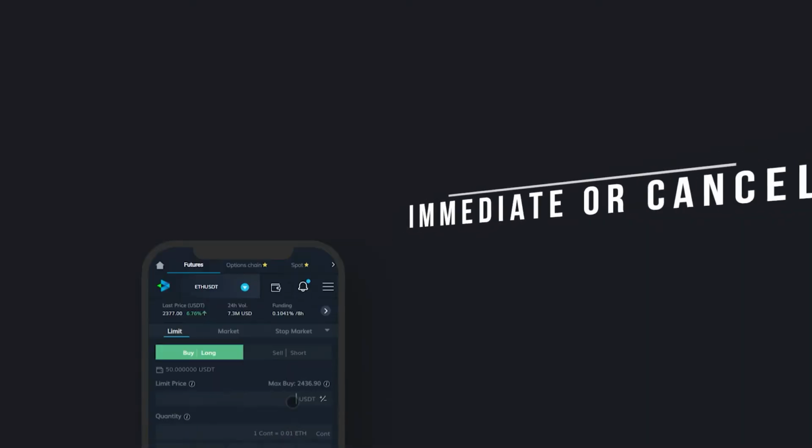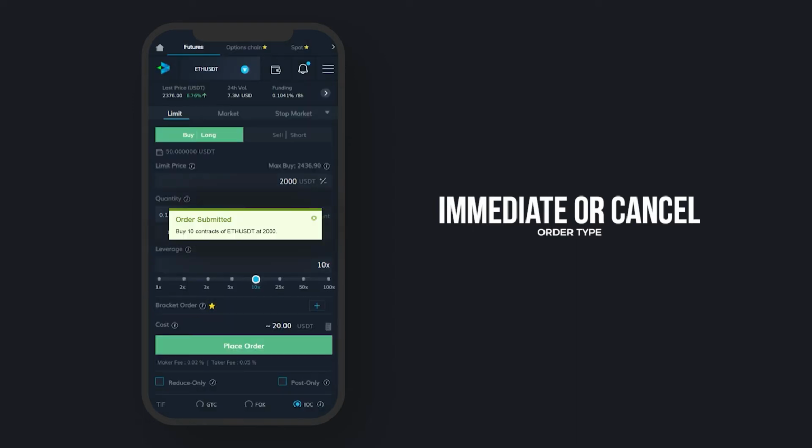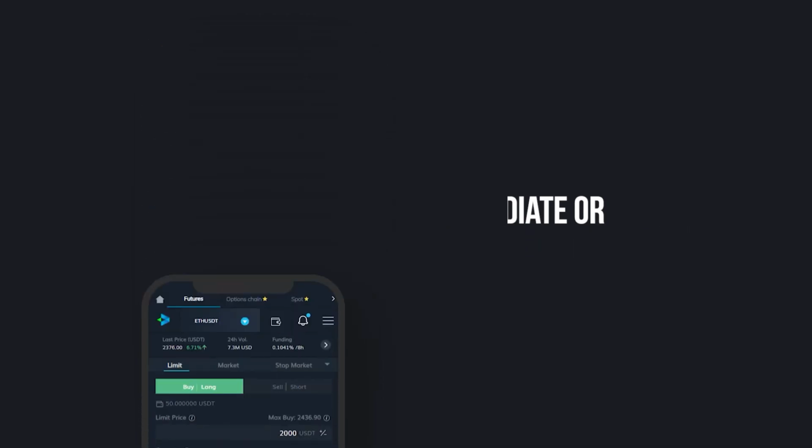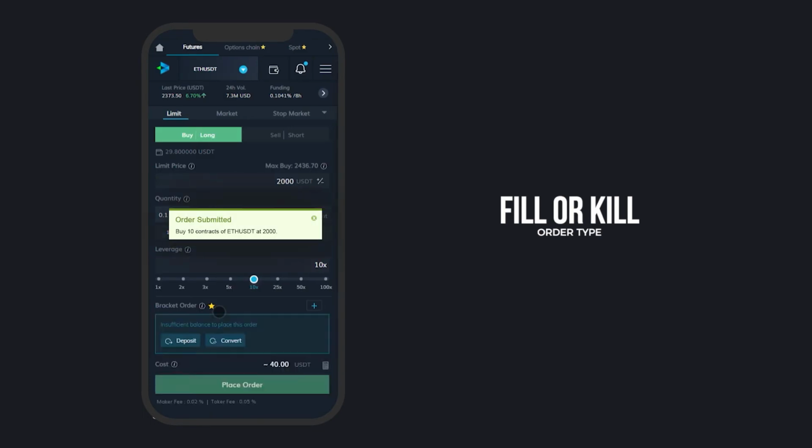There are also some advanced order types. The immediate or cancel order lets you trade when your specified amount of crypto is available at your set price. If your order cannot be filled completely, it can still be partially executed. However, the fill or kill order is one that can be executed only when your conditions are met. Otherwise, it gets cancelled.